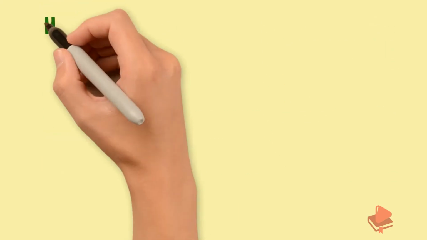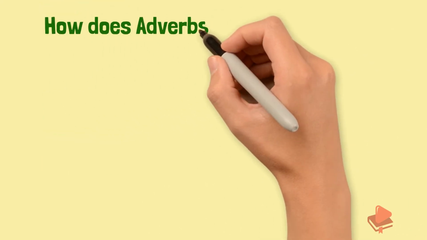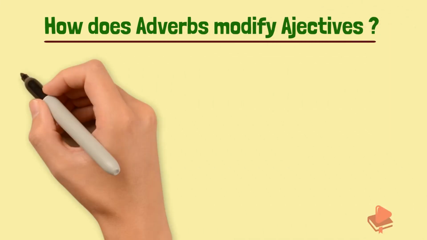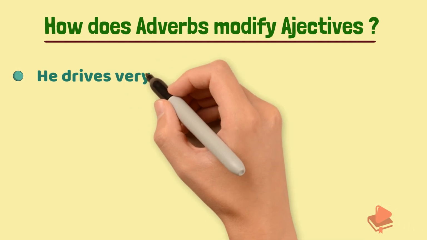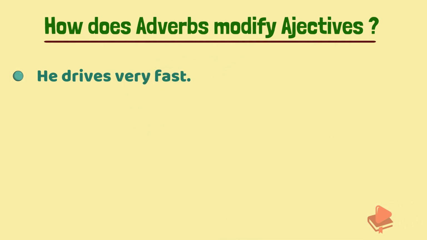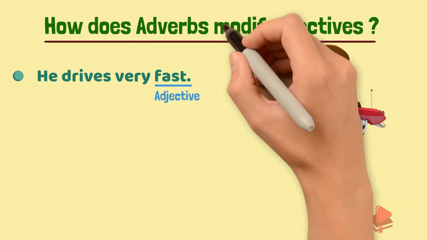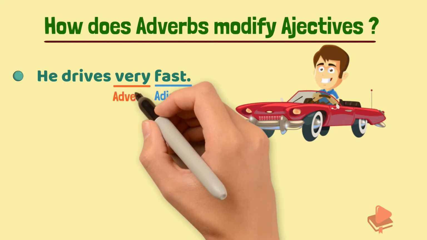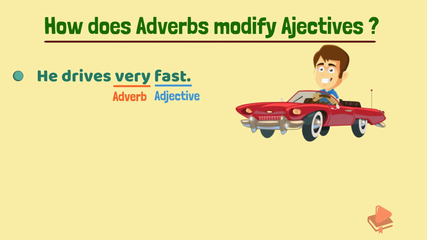Now we have seen the examples that are describing verbs or any action. Now let's look into adverbs that describe adjectives. Let's understand with a few examples. He drives very fast. Now, what is the adjective here? It is fast. And which word describes the intensity of being fast? It is very. So, very is an adverb describing the adjective fast.